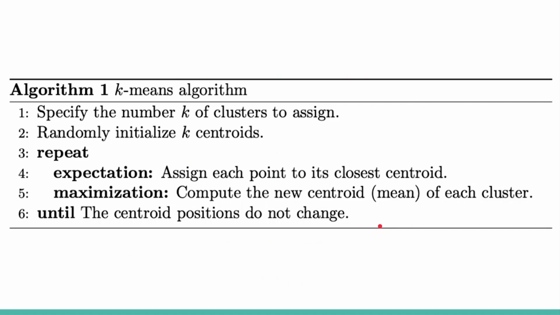And this is the pseudocode of the algorithm, or how the algorithm is supposed to work. First we specify the number k of clusters to assign, then we randomly initialize k centroids, and we iterate until each point has been assigned to the closest centroid, and we compute the new centroid, the new mean, for each cluster. This process repeats until the centroid positions do not change. Now let's see the implementation of the k-means clustering algorithm in Python.